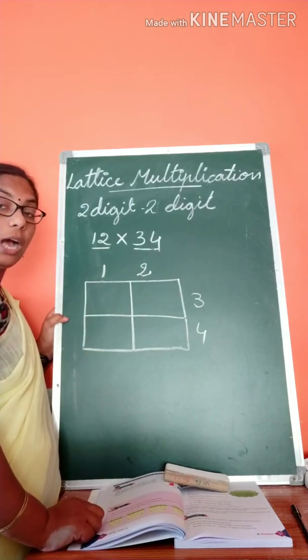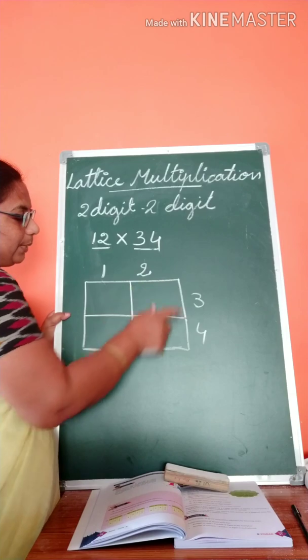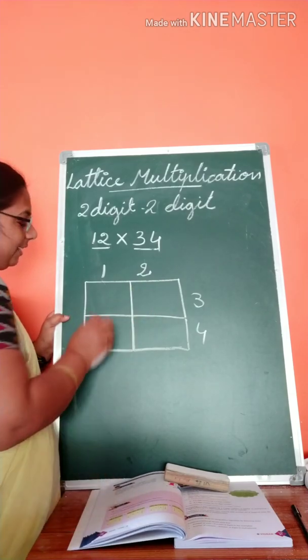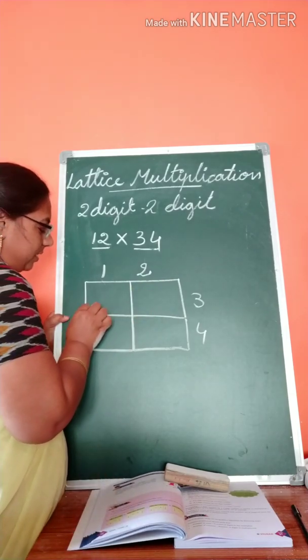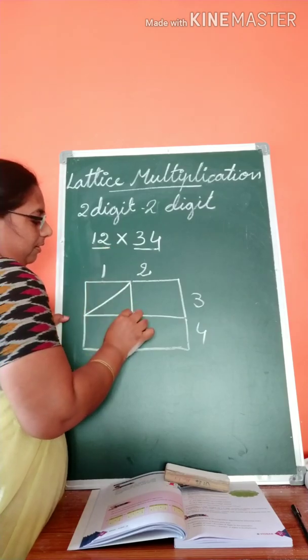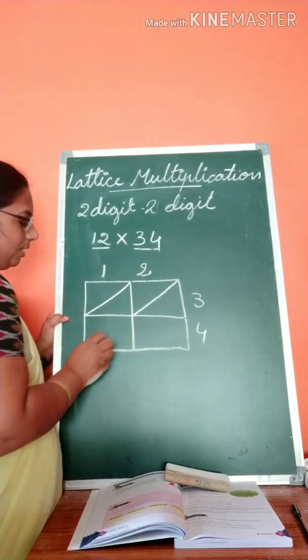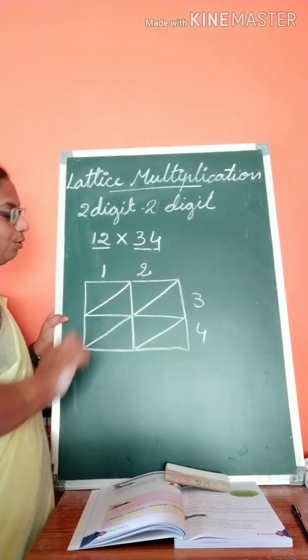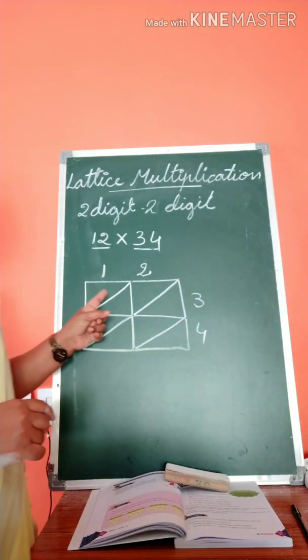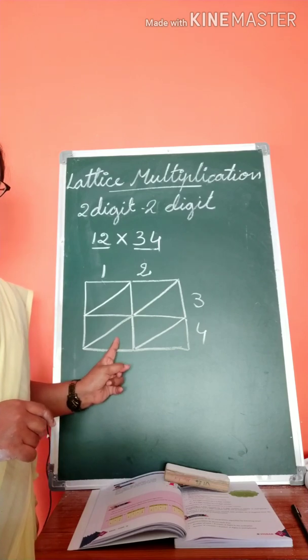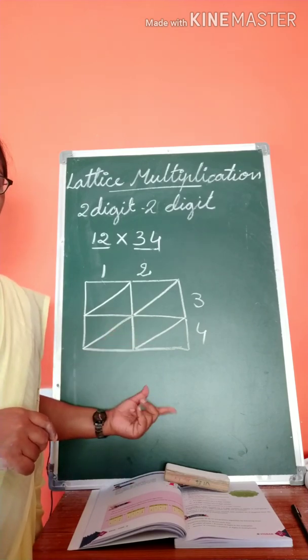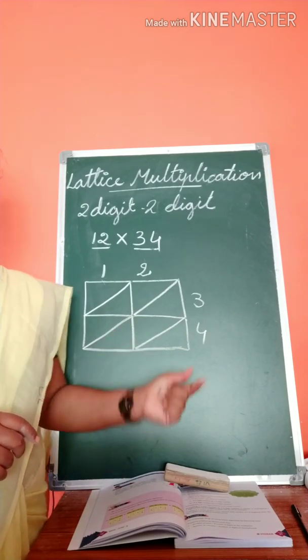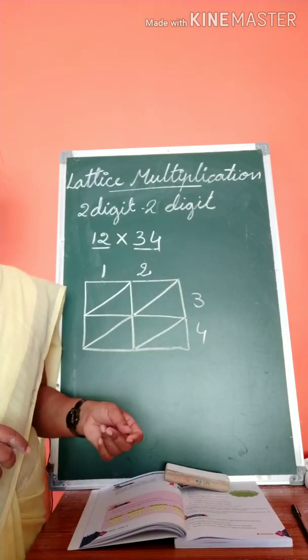Okay, children? Now draw the diagonals for these squares. Diagonals, you know, right? The line which touches the opposite corners, right? So like this we have to draw 2 diagonals. For every square we are drawing a diagonal. And this will be the shape like this. If you draw the shape like this, the sum will be completed like this.